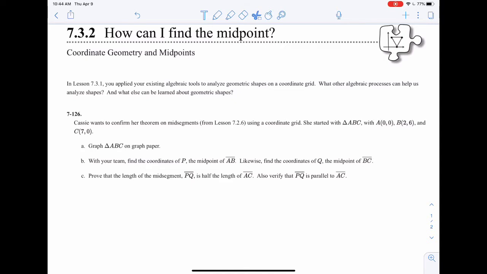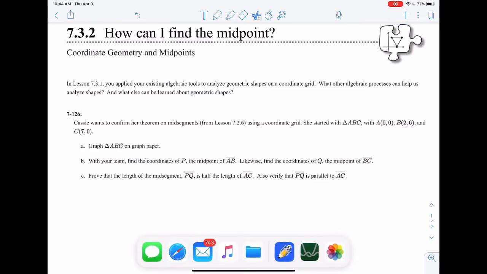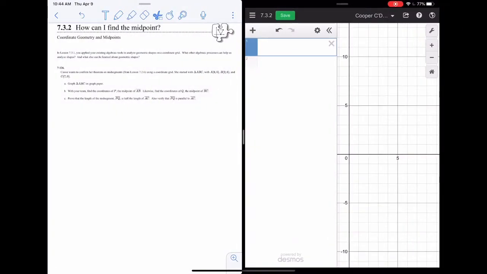7-126. Cassie wants to confirm her theorem on midsegments from lesson 7.2.6 using a coordinate grid. She started with triangle ABC with those 3 points. Letter A. Graph triangle ABC on graph paper. You can use graph paper if you have it. You can also use Desmos if you would like, which is what I'm going to use.